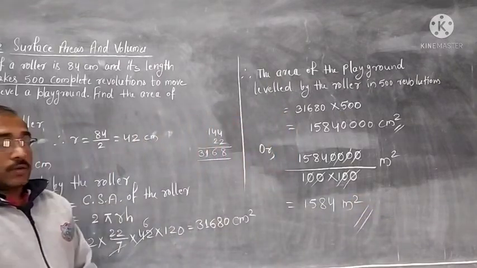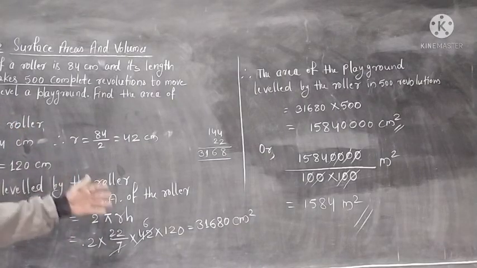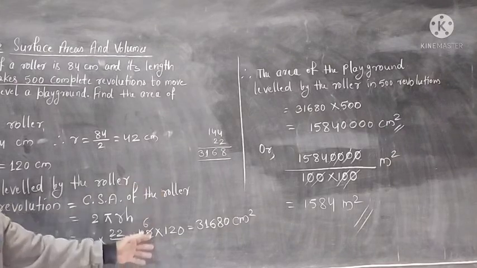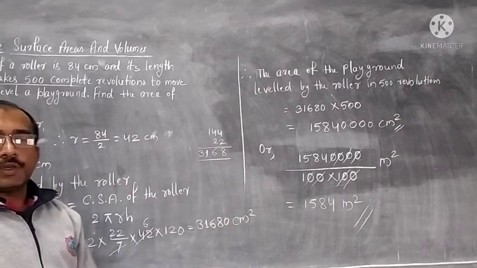Practice this question nicely, learn it well, it's simple. Remember the shape, use the formula, find the area leveled in one revolution, multiply by 500 times, calculate, and convert into meter square.